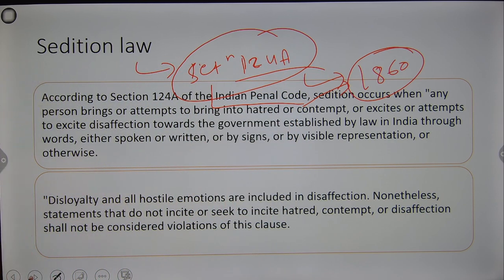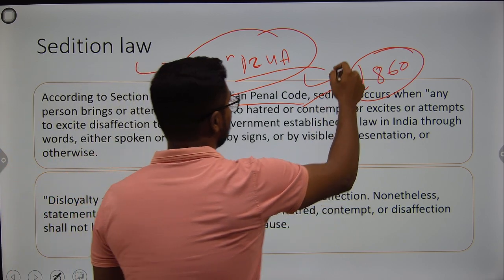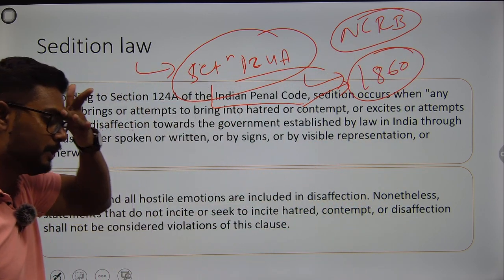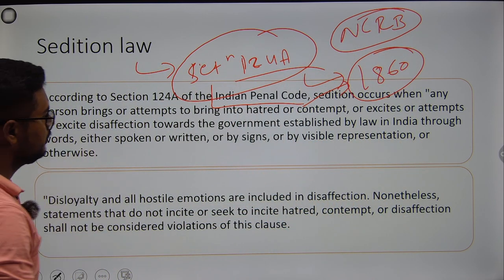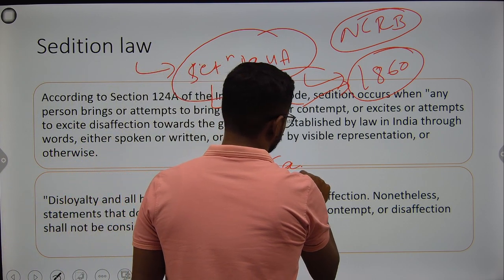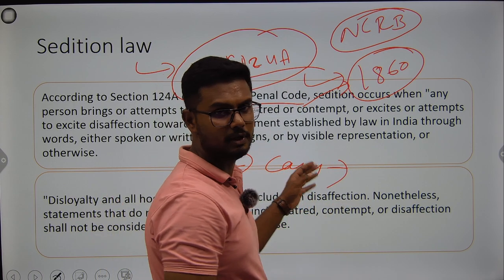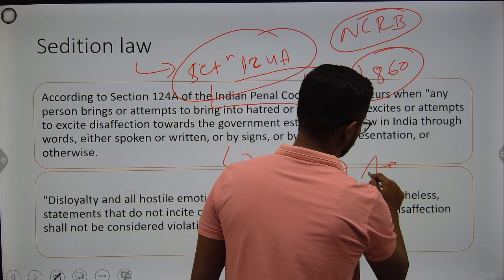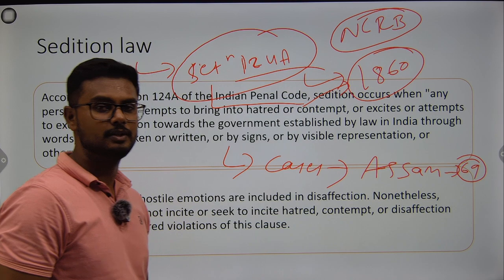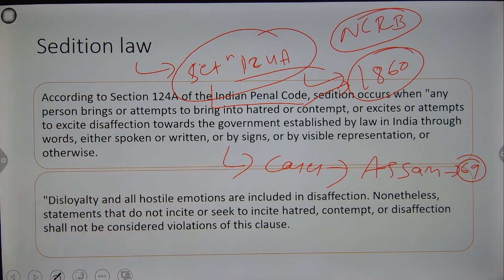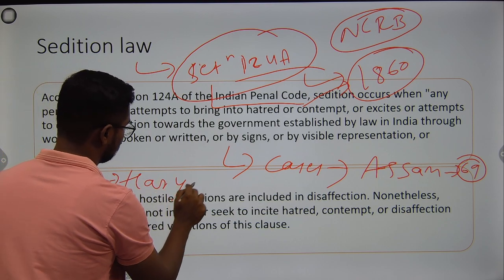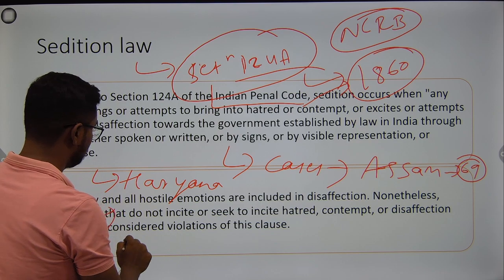Alright, so recently there was a report released by NCRB, that is the National Crime Records Bureau, on the number of cases being registered with respect to sedition. The report says that in 8 years of time, the highest number of cases with respect to sedition were registered in the state of Assam. So Assam, with 69 cases registered under the sedition law, stands first in the entire country. Second one is Haryana. Third one is Jharkhand.